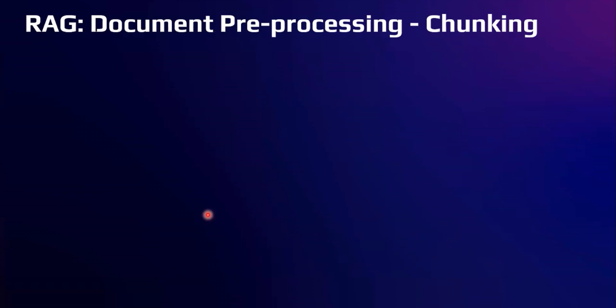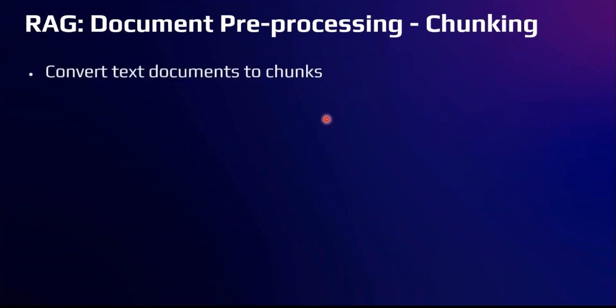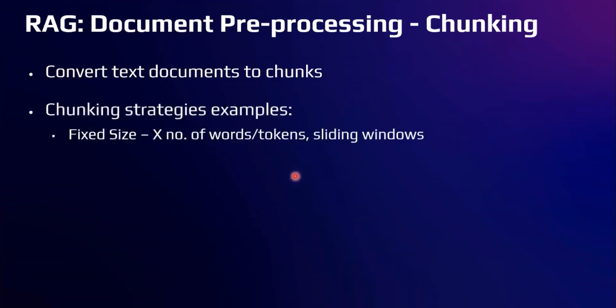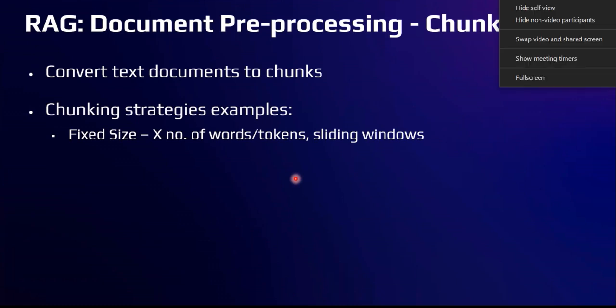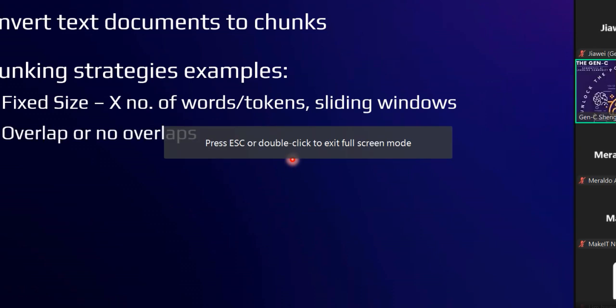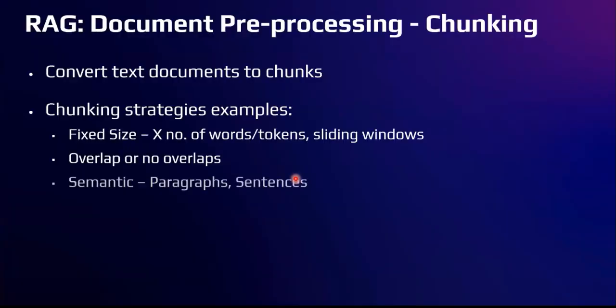Before any kind of RAG app can be implemented, pre-processing has to be done on the text documents. The very first thing that has to be done is something called chunking. This is to convert text documents to chunks. So what are chunks? Chunks can be every X number of words, like maybe every 10 words is one chunk, and should the chunks overlap, should the next chunk have the last two words of the previous chunk, and so on.